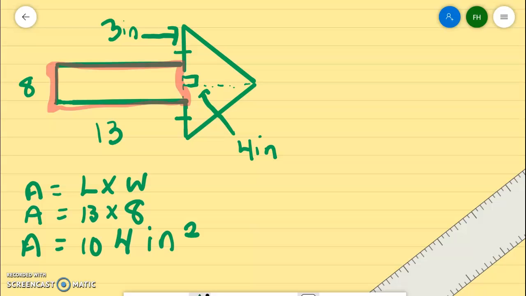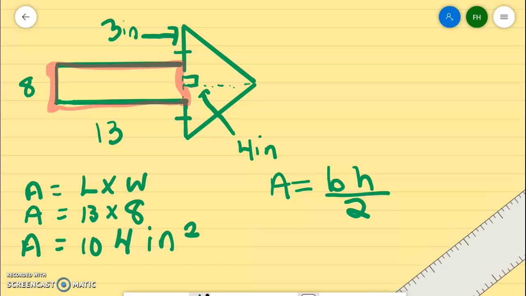Now we can figure out the area of the triangle. The way that I always say the area of a triangle, instead of 1/2 times base times height, I'll just say base times height divided by 2. That's the same thing, because taking a half of something is the same as dividing by 2. First of all, we know that the height is 4. That's how tall it is. But the base, we have to kind of figure out here.